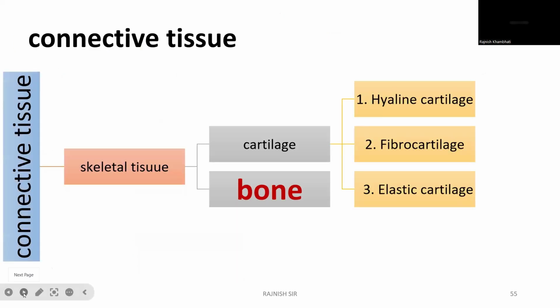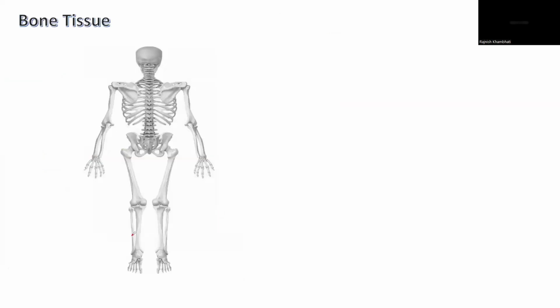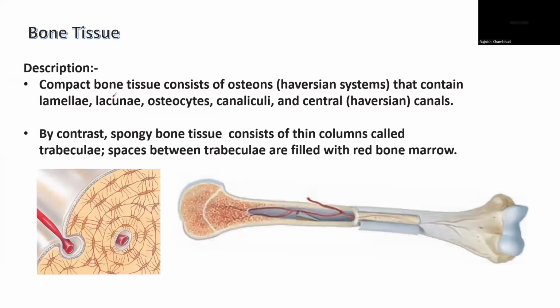Next is bone tissue. Last is bone tissue. Okay. So let's see, this is the skeletal tissue which is made up of bones in the body. So this is the bone tissue. Description, let's see the description, okay? And this is a little bit hard to remember or understand. You have to pay attention.